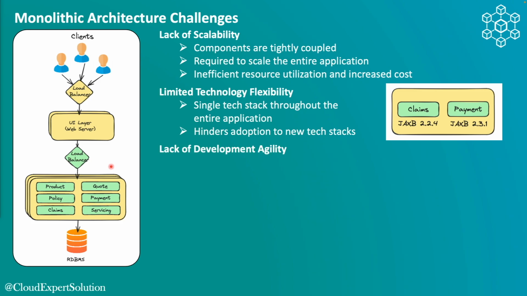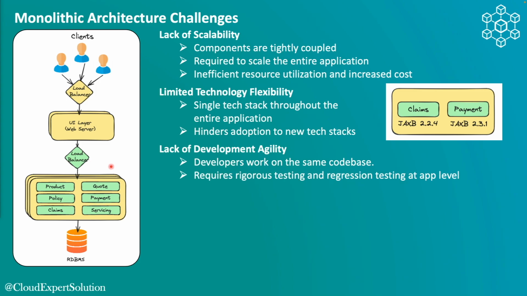Then, lack of deployment agility. That means developers will work on the same code base. Although you may have a separate team for the product, the claims, the policy servicing, or even the payment, all the developers will work on the same code base, which will require rigorous testing and regression testing at the application level whenever there is a small change.